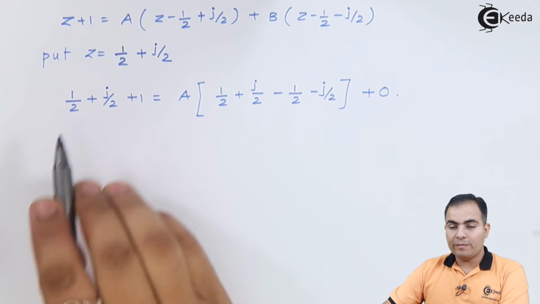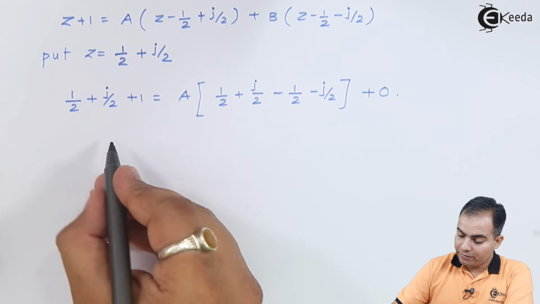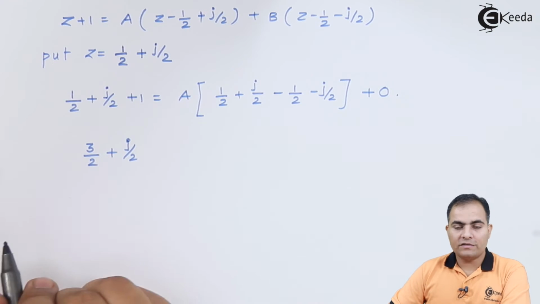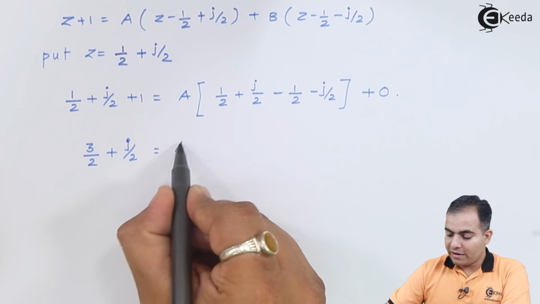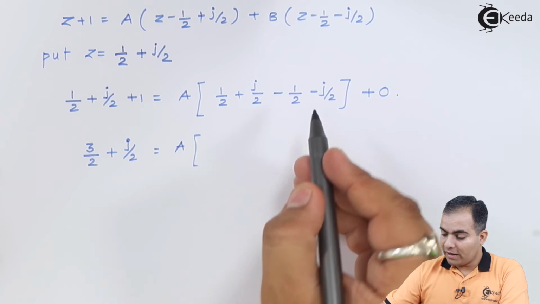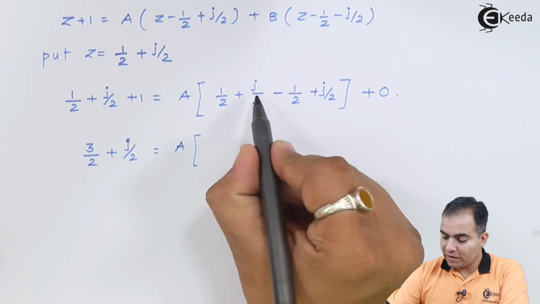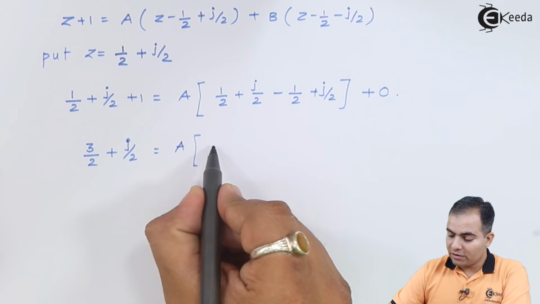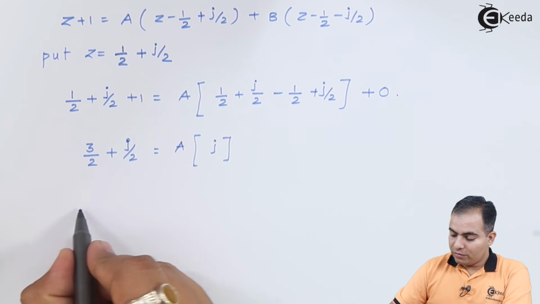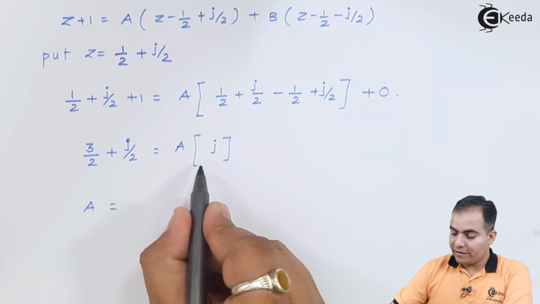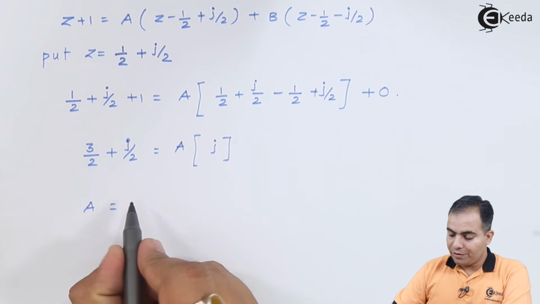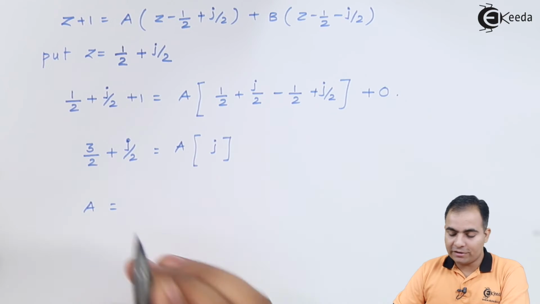Now look at it. 1 plus half is always 3 by 2 plus j by 2, and on the right hand side, half minus half gets cancelled, and the next one is plus j by 2 plus j by 2, answer is only j. Now to get the value of A, I'll shift this j to the denominator of the left hand side, or you can say divide both the sides by j.